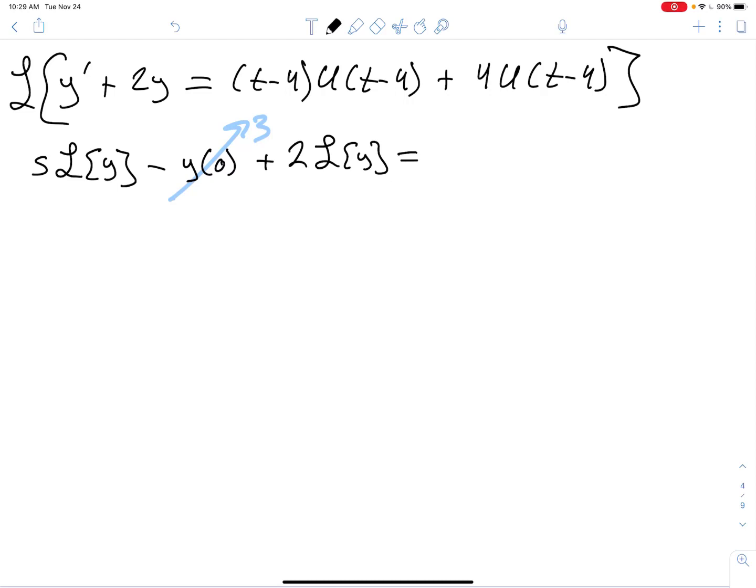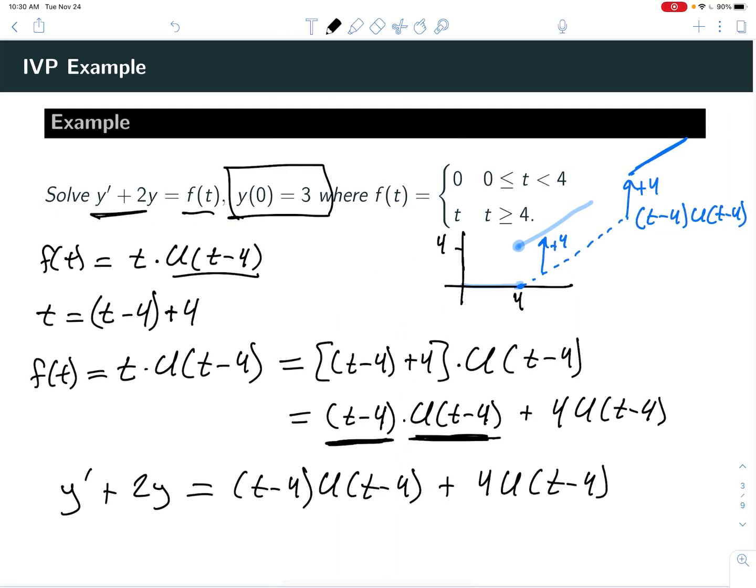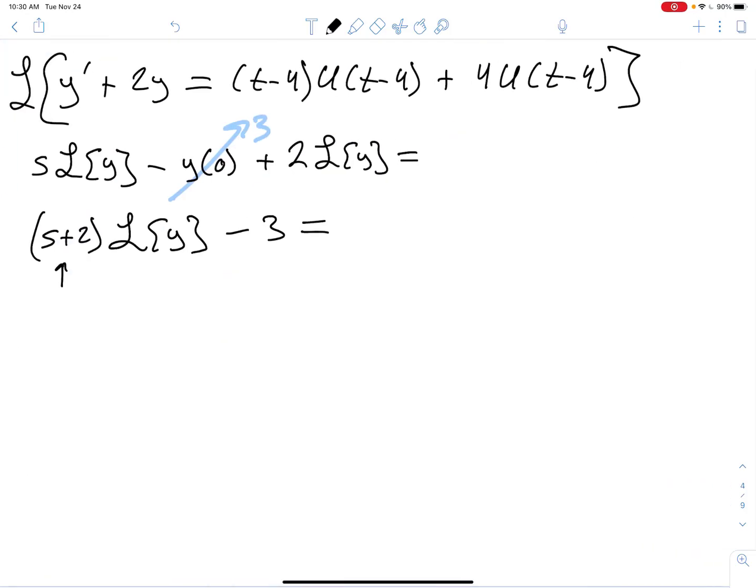So left-hand side, if we work it out, we're going to have (s + 2) L of y minus 3. That's the left-hand side. And of course, right there, that s + 2, that's the characteristic equation that we're looking for from this. There's the s + 2 characteristic equation, and that always comes out when you run things through the Laplace transform.